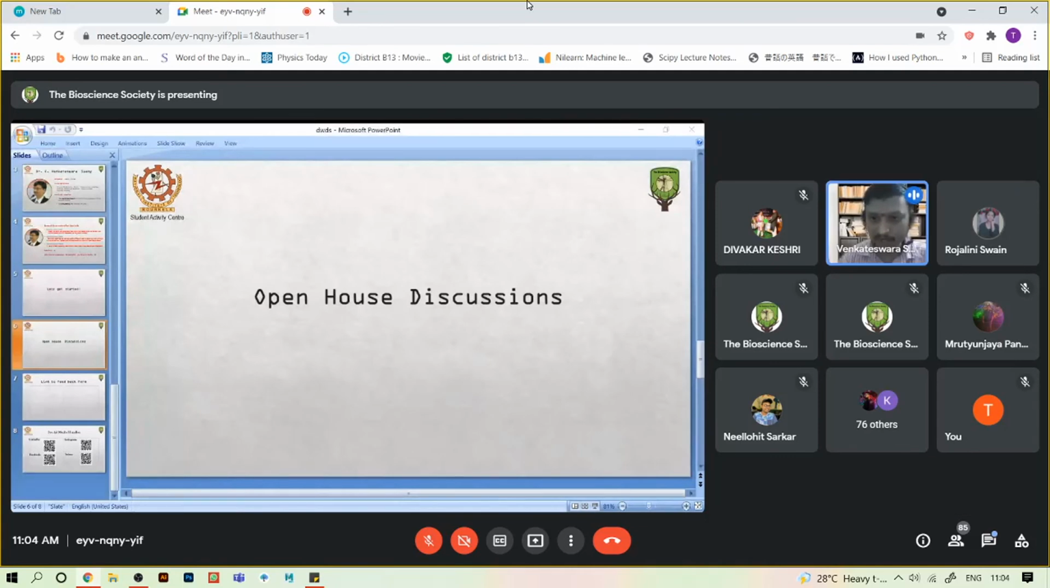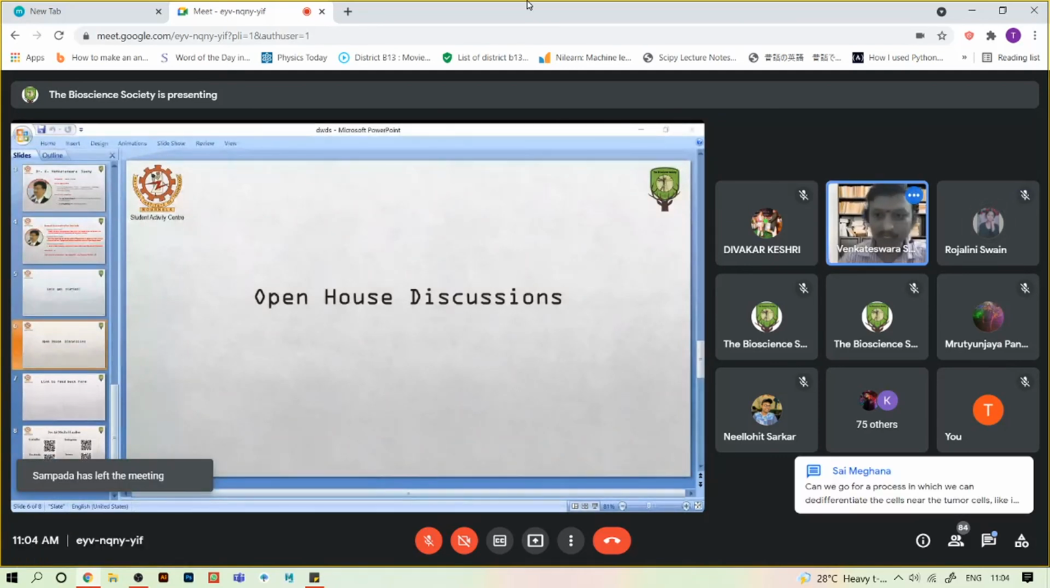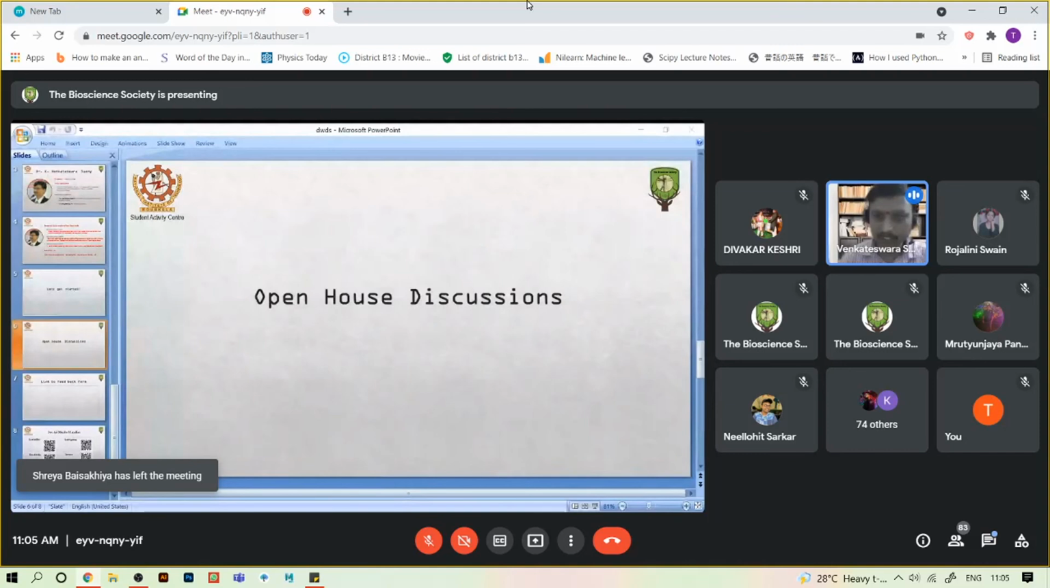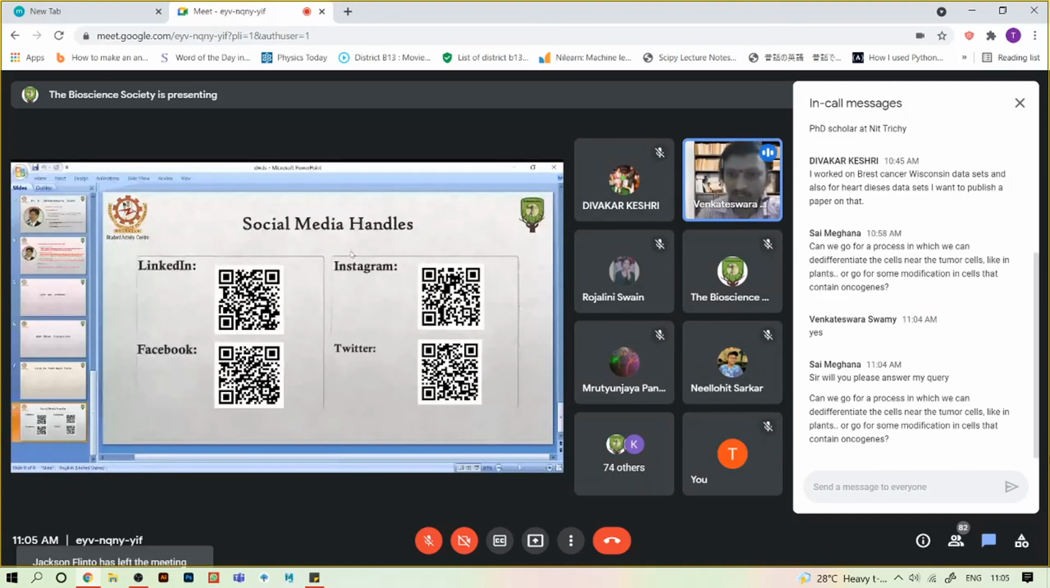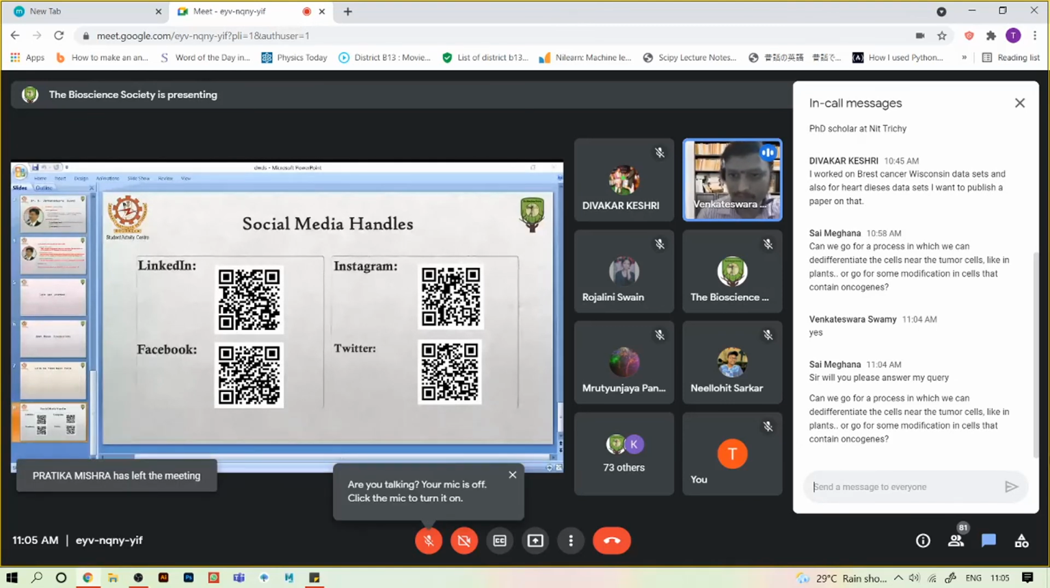Okay, there is a latest query from Sai. Sai is asking: sir, can we go for a process in which we can differentiate the cells near the tumor cells, like in plants, and go for some modifications in cells that contain oncogenes?